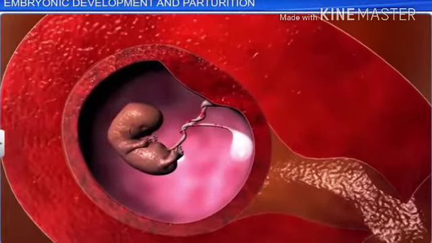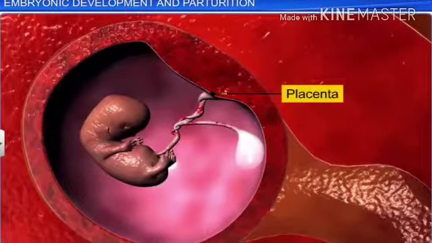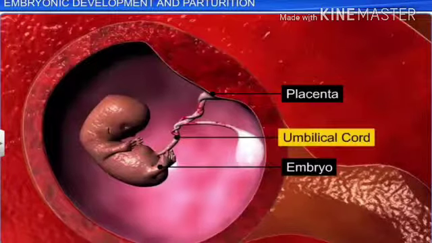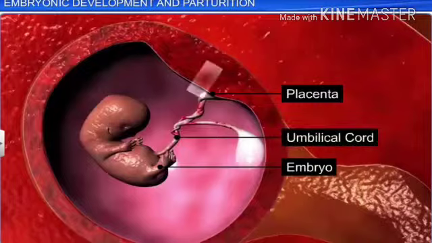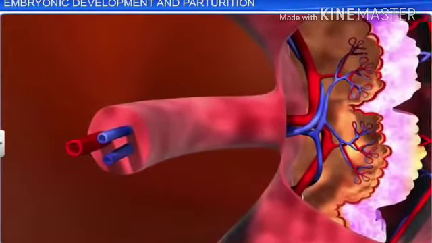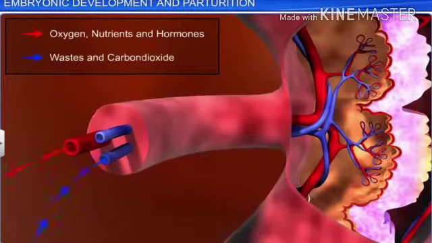Initially, this embryo is attached to the placenta, but as it starts to develop, it moves away from the placenta and remains connected to it via an umbilical cord. The placenta is an important structure that supplies the embryo with oxygen, nutrients, and hormones, as well as carries waste products from the embryo back to the mother.